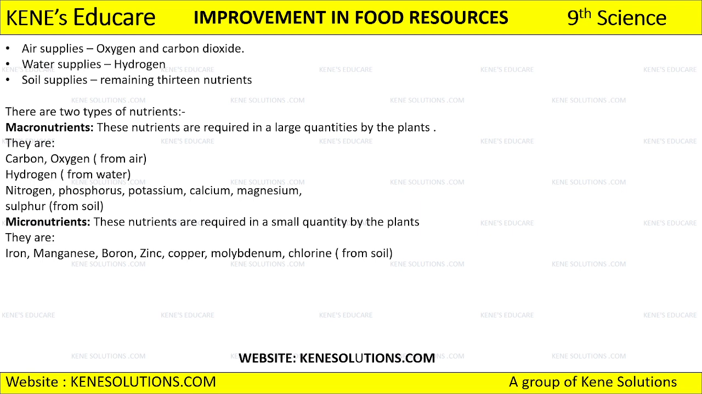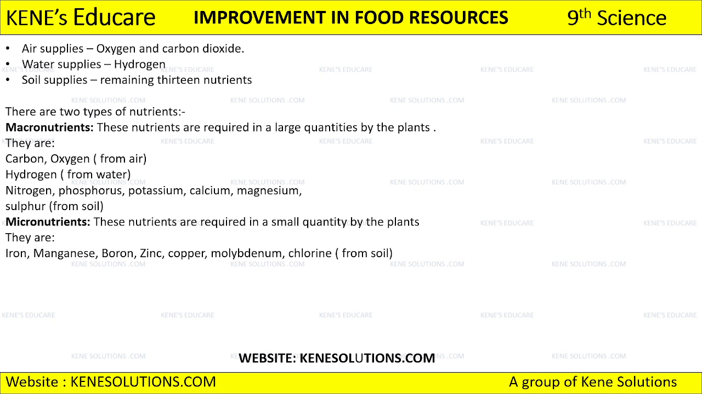After this nutrient management, as we discussed, plants get nutrients from air, water and soil. Air supplies oxygen and carbon dioxide, water supplies hydrogen, and lastly soil supplies the 13 nutrients. As discussed, there are 16 different nutrients needed by the plant. Air supply includes oxygen and carbon dioxide, water includes hydrogen, and the soil includes the remaining 13 nutrients.